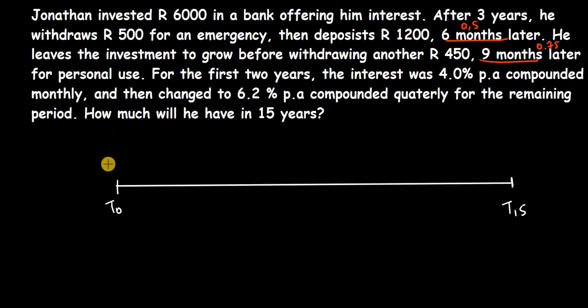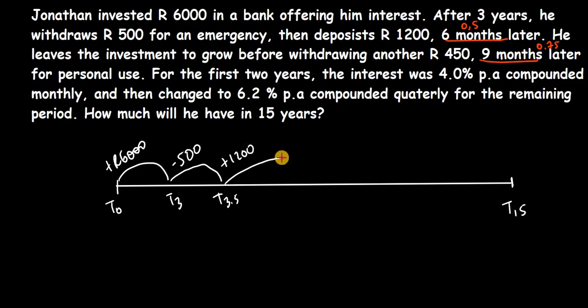After 3 years, he invested 6,000, right? And then after 3 years, which is T3, what did he do? He withdrew 500, and then he deposited 1,200, 0.5 years later, because now it's in years. So you're going to say 3 plus 0.5 years later. That means you're going to have T3, then you're going to have T3.5, whereby he deposited 1,200, and then you move from that one.